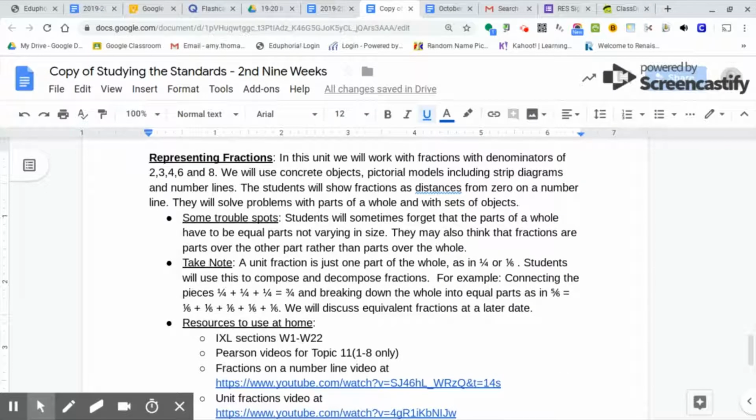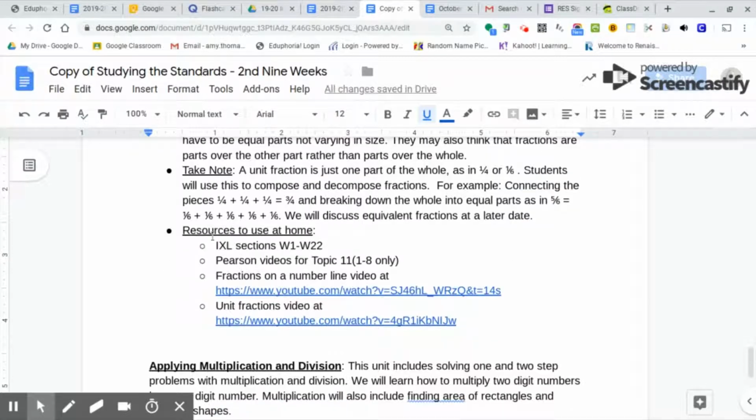Then we'll move on to representing fractions. We'll work with fractions with denominators of 2, 3, 4, 6, and 8. We will use concrete objects and pictorial models, including strip diagrams and number lines. The students will show fractions as distances from 0 on a number line. They will solve problems with parts of a whole and with sets of objects. Students sometimes forget that parts of a whole have to be equal parts and not varying in size. They may also think that fractions are parts over the other part rather than parts over the whole.